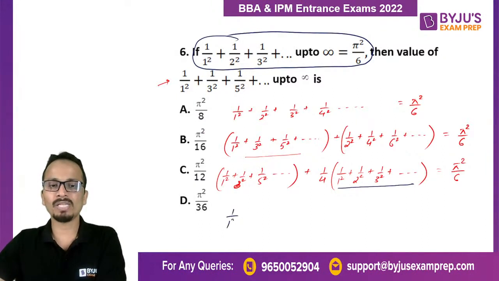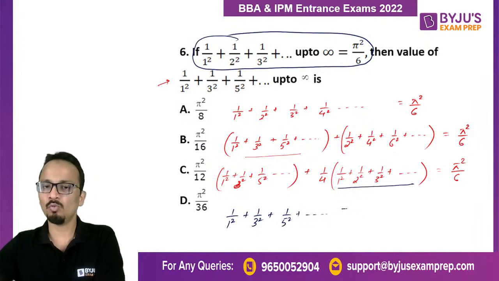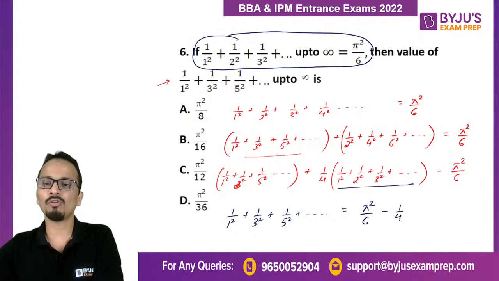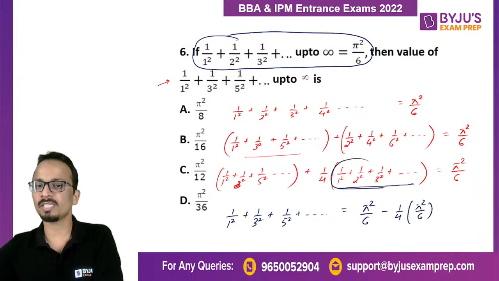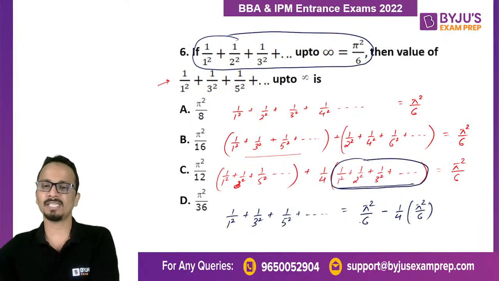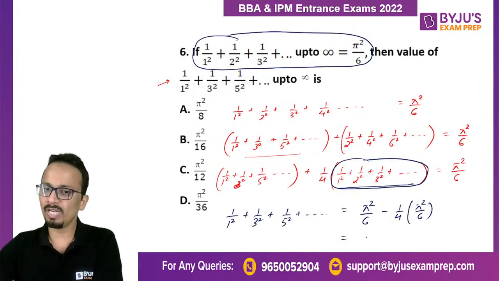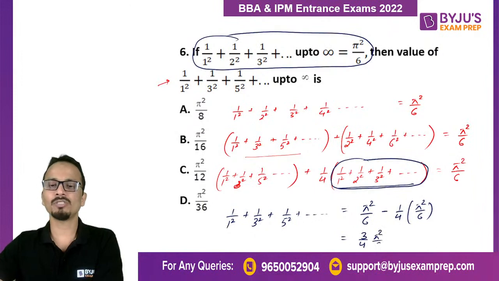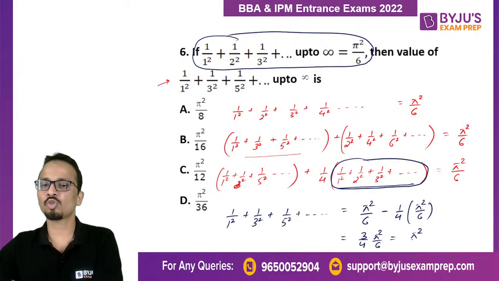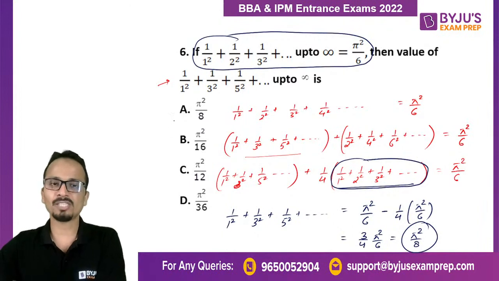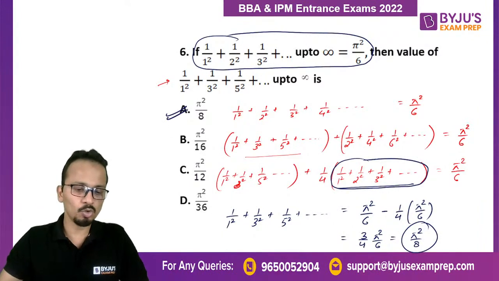So 1 upon 1 square plus 1 upon 3 square plus 1 upon 5 square up till infinity will be equal to pi square upon 6 minus 1 upon 4 times pi square upon 6. So I've substituted pi square upon 6 instead of this and have taken it to the right hand side. So this value will be equal to 3 upon 4 times pi square upon 6, that is equal to pi square upon 8. So pi square upon 8, that is option A, will be the correct answer for this one.